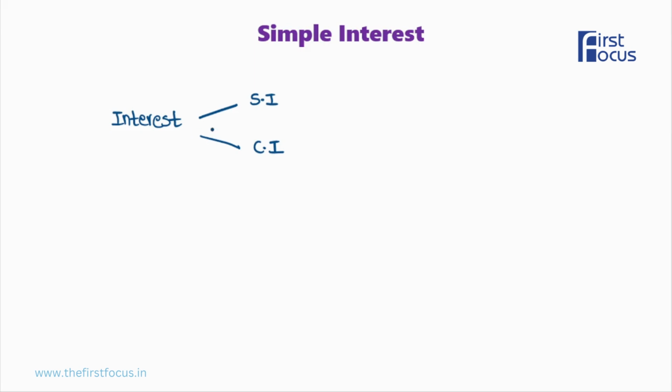If the interest is calculated on a sum of money for a certain period of time in a uniform manner, then it is called simple interest. If the interest is calculated in a compounded manner, then it is called compound interest.